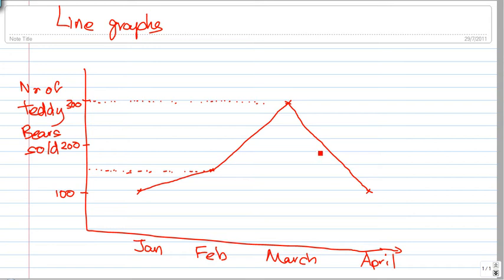So in which month was the sale of teddy bears the greatest? You can see that it happens to be the month of March. Now between which months was there the greatest increase in the sale of teddy bears? Between February and March. Alright, so it is very simple. This is how you actually interpret line graphs.